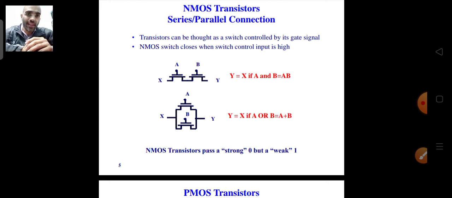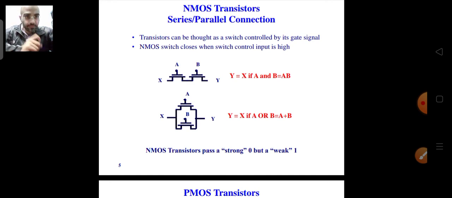Whereas in the parallel combination of NMOSs, when either of the transistors is on, then our Y becomes equal to X, or we get the signal at Y, whatever is available at X. So that's the reason.